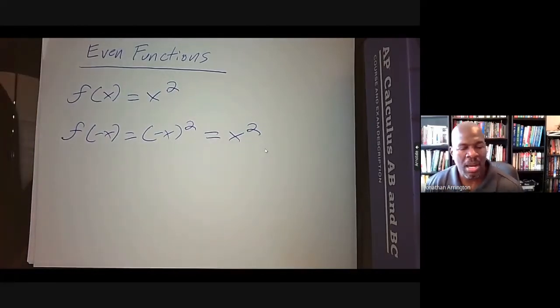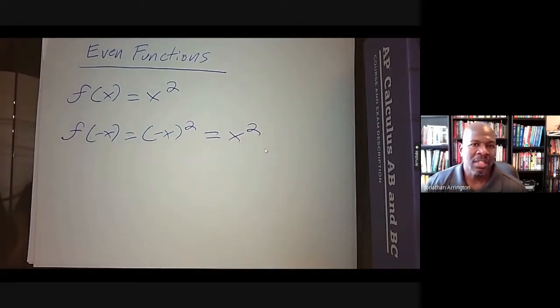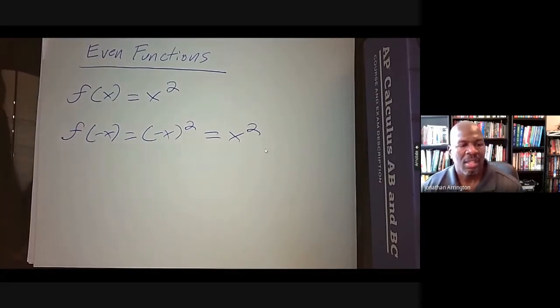However, when looking at polynomials, which is what you tend to see the most of, really all you have to do is look at the exponents. If all of the exponents are even, then the function is going to be even. If any of the exponents, again dealing with a polynomial function, are odd, then the function can't be even.